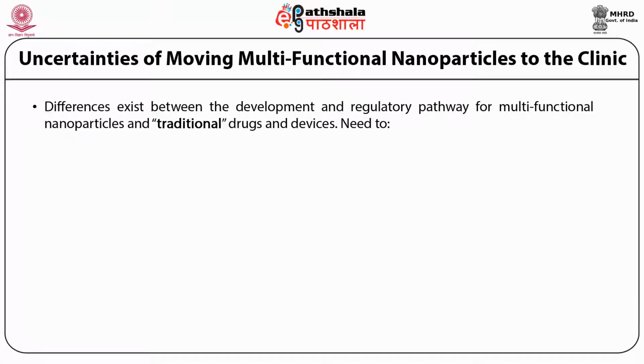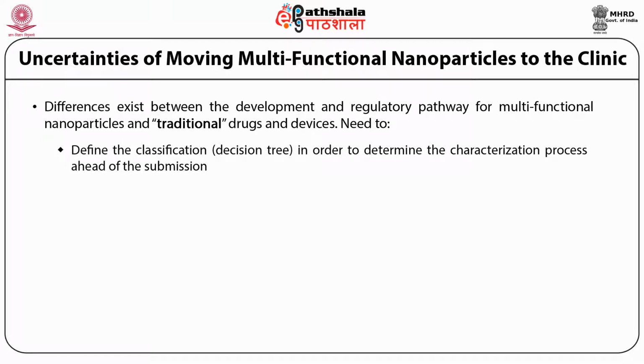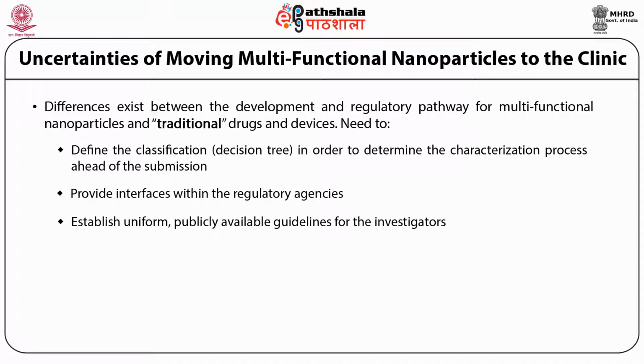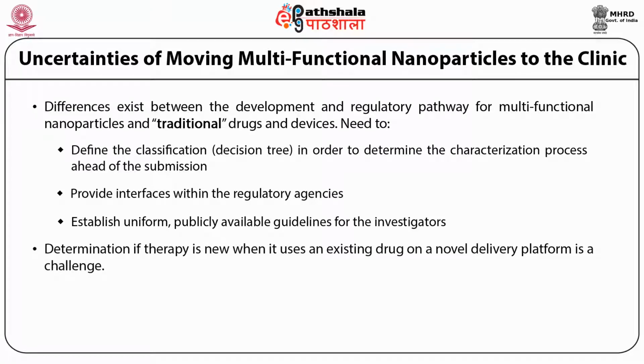First of all, define the classification, in order to determine the characterization process ahead of the submission. Before you submit for clinical trial, you have to define the classification, then provide the interfaces within the regulatory agencies, then establish uniform, publicly available guidelines for the investigators, such as for toxic effect and things like that. And determination of therapy is new when it uses an existing drug on a novel delivery platform. It is a challenge.